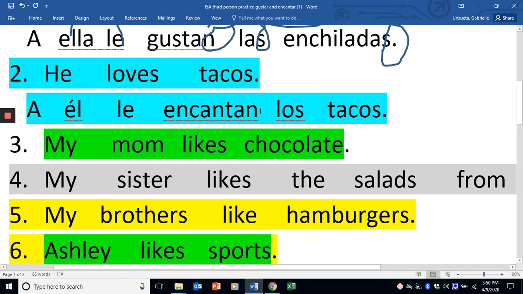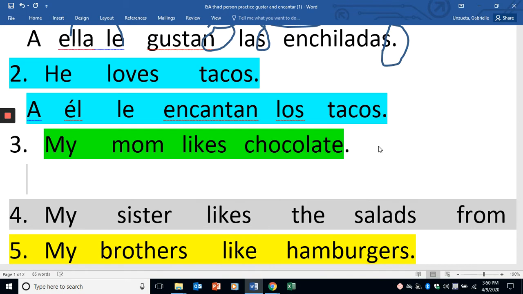A él le encantan los tacos. Read with me, students. A él le encantan los tacos. And you're going to try to have hardly any air coming out of your T. So I don't want to hear tacos with a puff of air. I want really good pronunciation. Focusing on the N, matching up with this S, matching up with this S, plural, plural, plural going on.